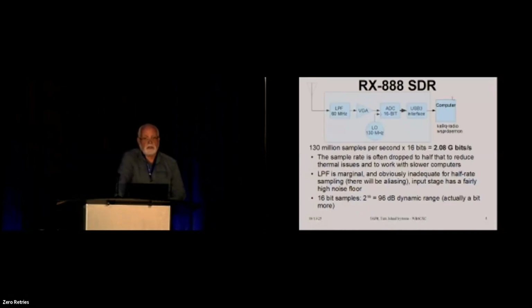Inside the 888, okay, good. It's got a low pass filter. That's an anti-aliasing filter. Notice the local oscillator, 130 megahertz. That's a little bit more than twice as fast as the 60 megahertz low pass filter. It has a variable gain amplifier. It also has an attenuator, but generally we shut that off because it doesn't really add anything. And it has a 16-bit analog to digital converter.